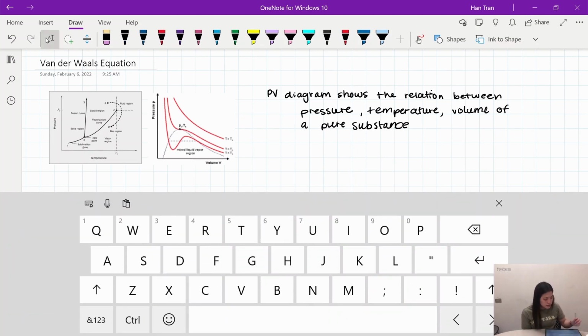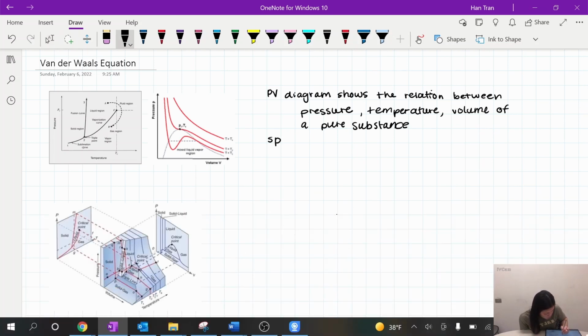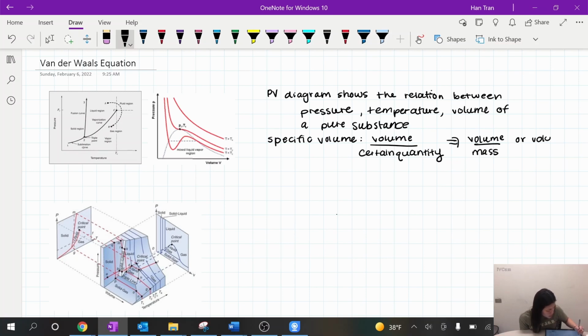Before we move any further, we must define what we mean when we say volume. When we refer to volume, we mean the specific volume. The specific volume is the volume for a certain quantity. This means volume per a certain mass or volume per a certain number of moles. So the units for this would be meters cubed per kilograms or meters cubed per moles.